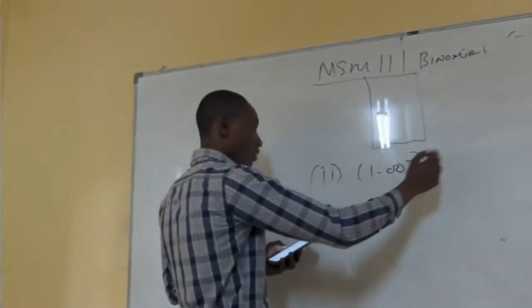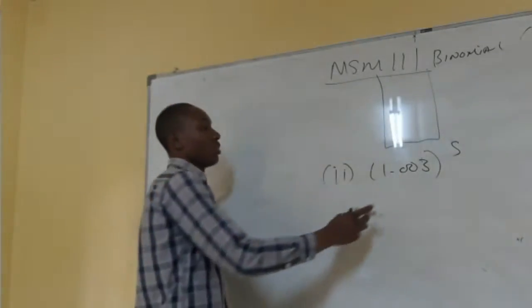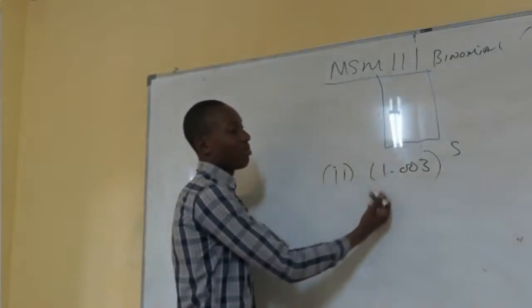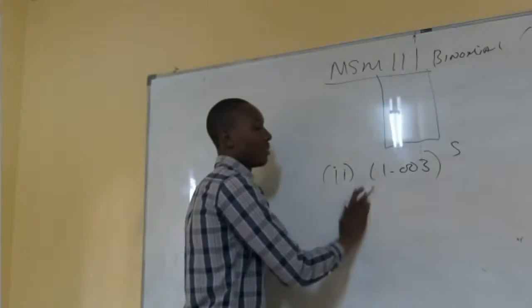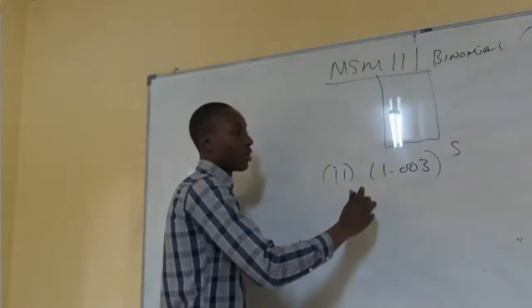(1.003)^5. Okay, so what's the first thing that we do? As we said, we want to know how they get to this. So now this is beyond 1, meaning they must have added something to 1. So this is the same as 1 plus, they must have added 0.003 to 1.